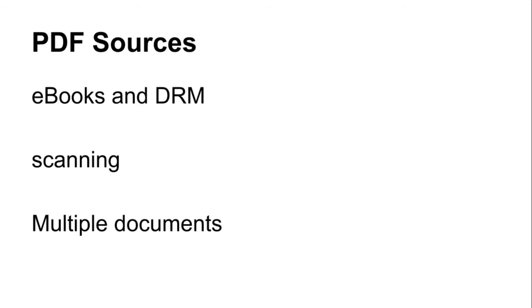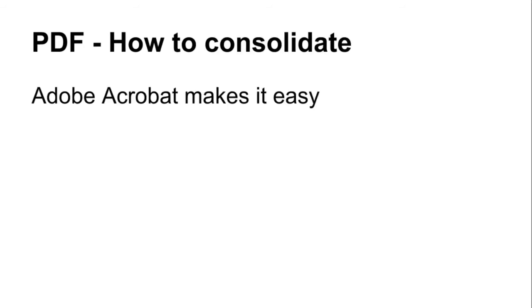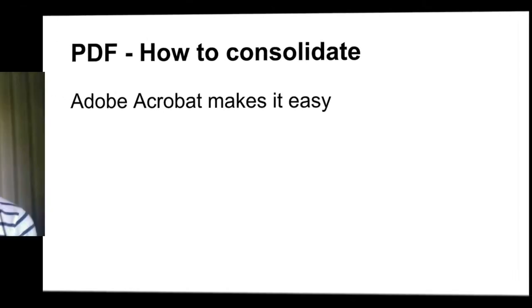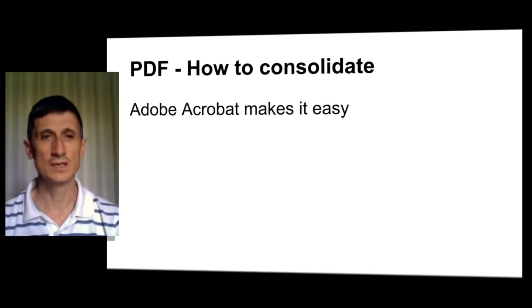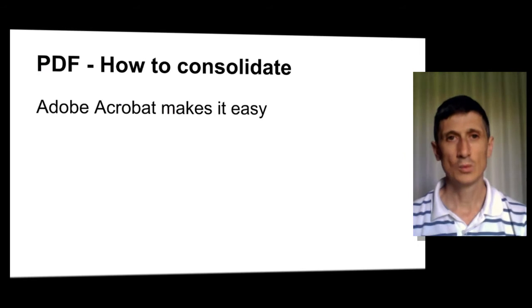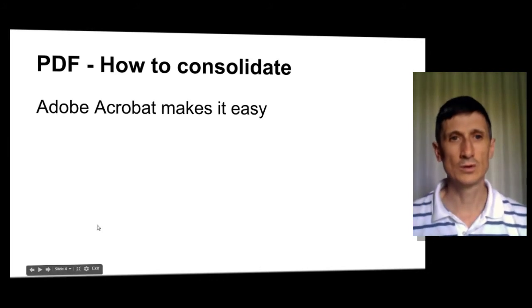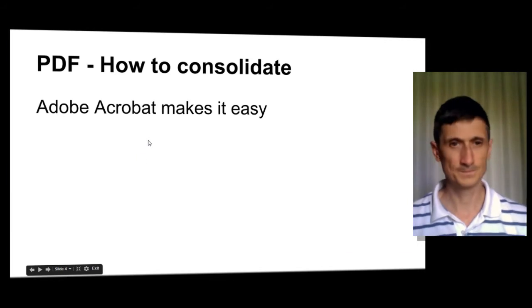Other reasons you might have individual PDFs might be you've physically scanned in a document into single PDFs, or you might just have a whole lot of different PDFs sitting around on your hard disk. So the way we take all these single PDFs and combine them into one big file is by using something called Adobe Acrobat, which everyone should have on the PC, and if they don't, we can install it for you. So I'm going to do a demonstration of how to consolidate some files.